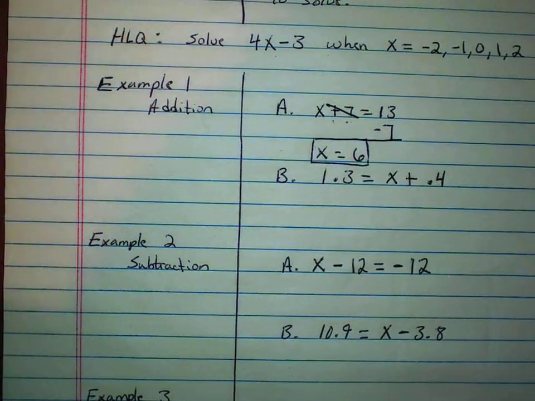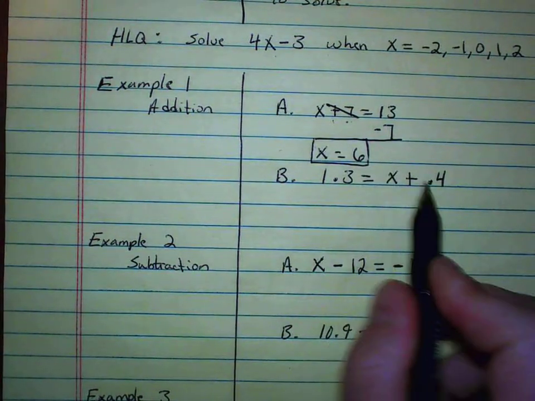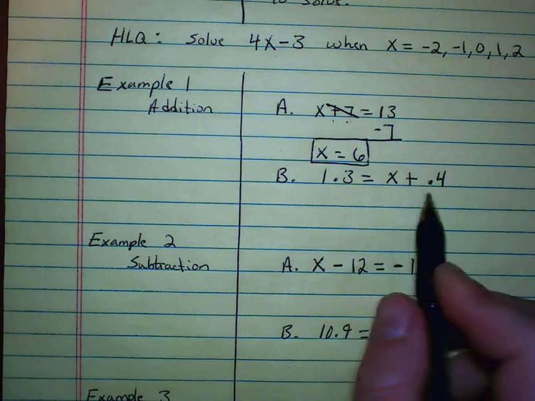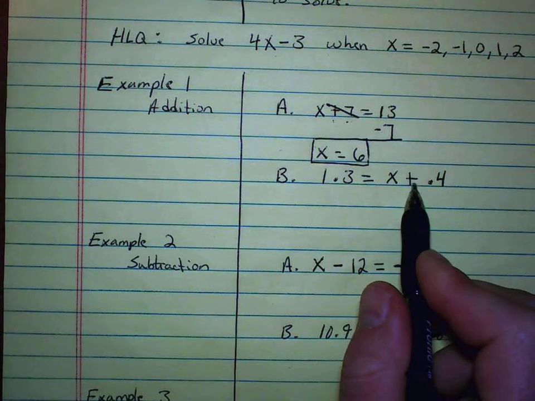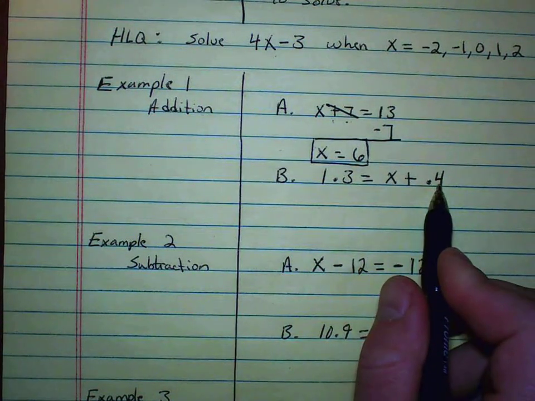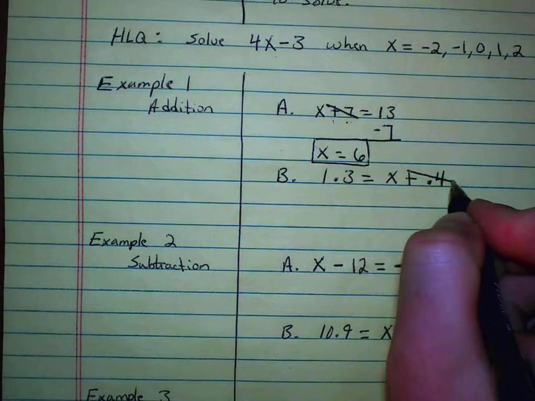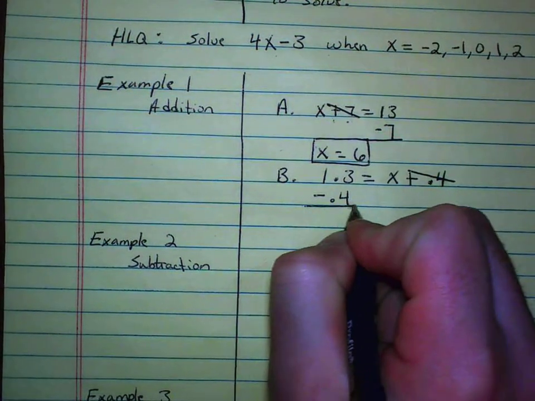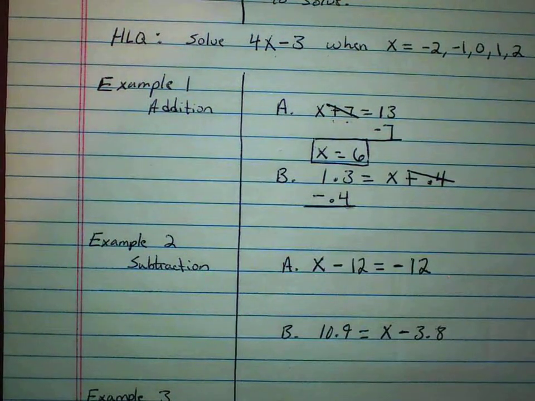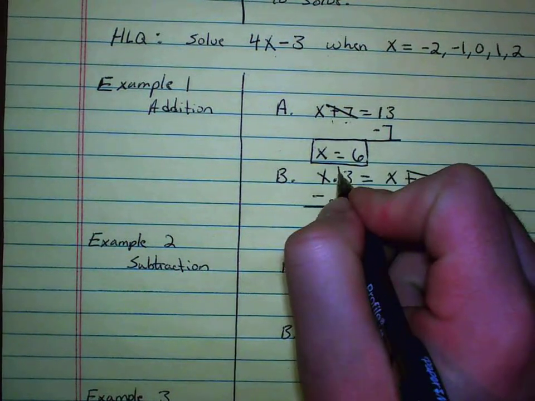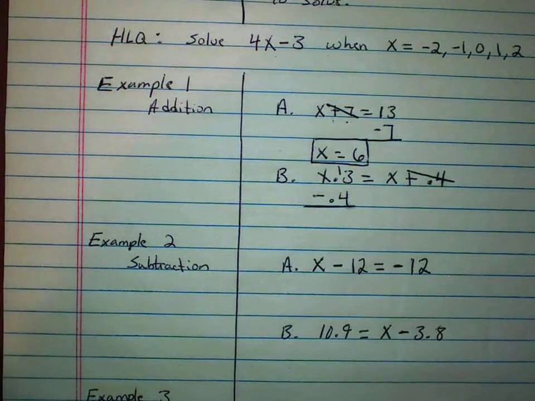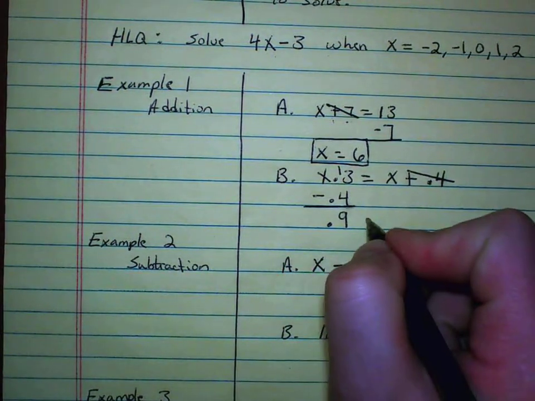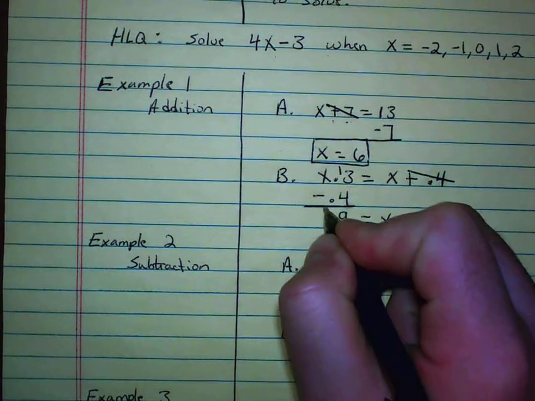Okay? We're going to do the same thing over here. Even though the variable and the number are on a different side, the steps are still the same. Okay? Since it says add 0.4, we are going to scratch that out, and we are going to subtract 0.4. I'm going to make sure that my decimals are lined up. 13 minus 4 gives me 0.9 right here. So that's what x equals. 0.9 equals x.